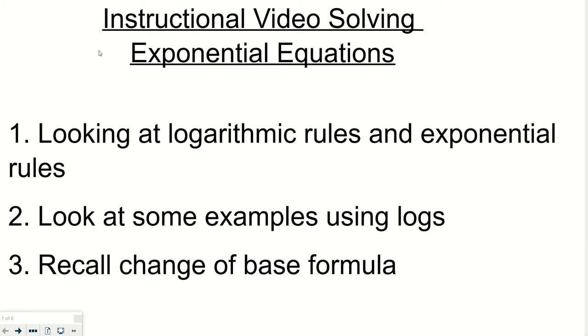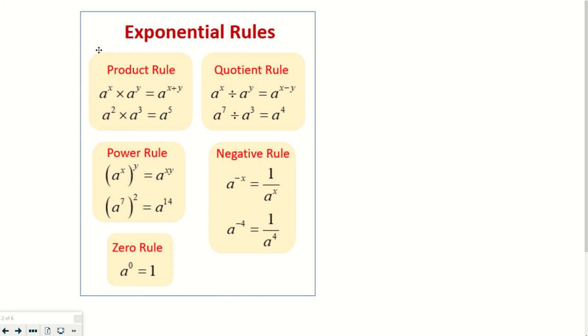So before anything, I want to make sure you guys are okay with exponential rules. Go back to it: if it has the same base, you can add the exponents. Here's a small example underneath it, so you can use it for your notes. Quotient rule: the same base, different exponents, you just subtract them. 7 minus 3 is 4.